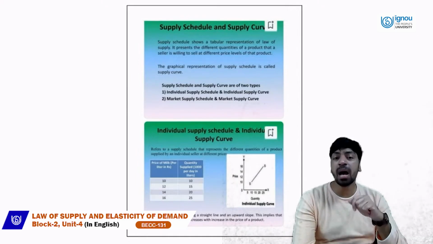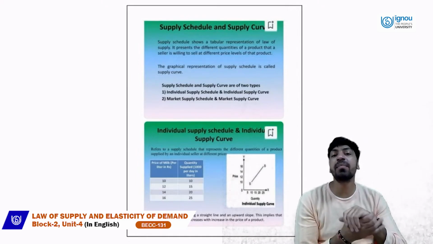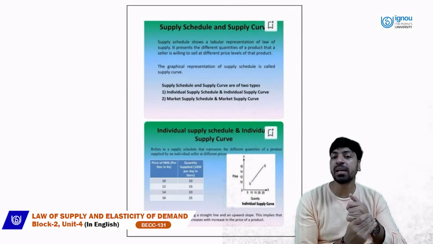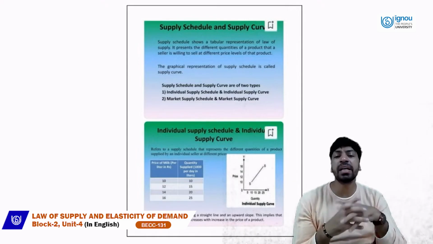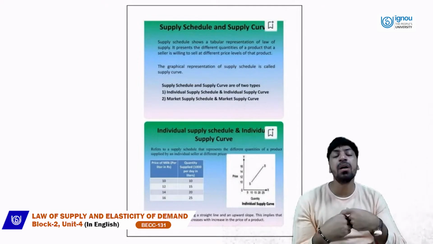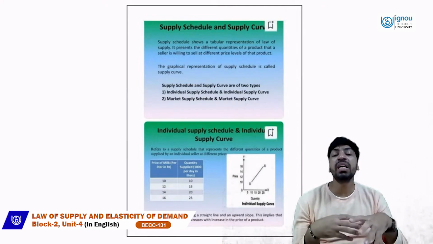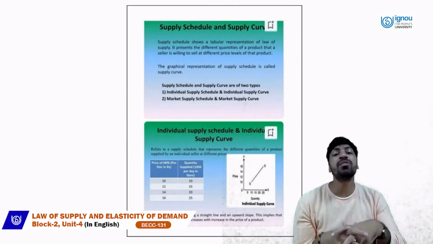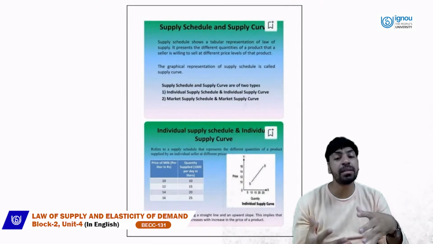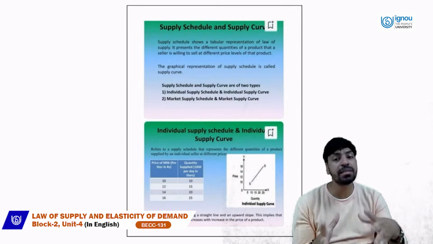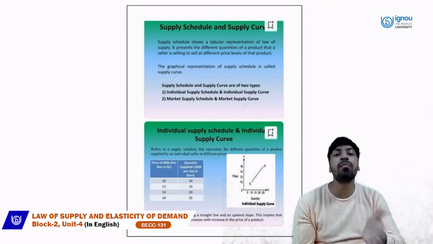So let's talk about the next concept, that is the market supply schedule and the market supply curve. When we talk about the market, we are not talking about an individual person or an individual seller. We are talking about the individuals, the producers, the suppliers, the sellers, and that stands for market.